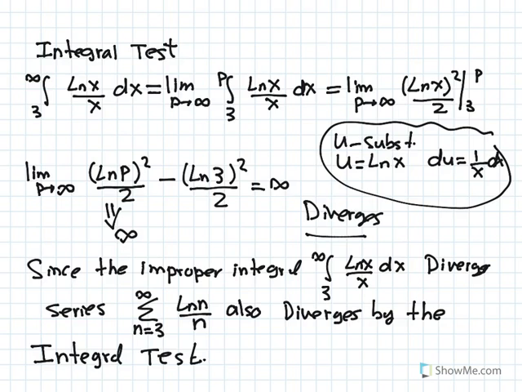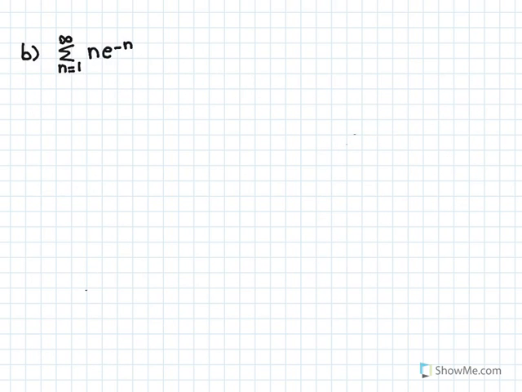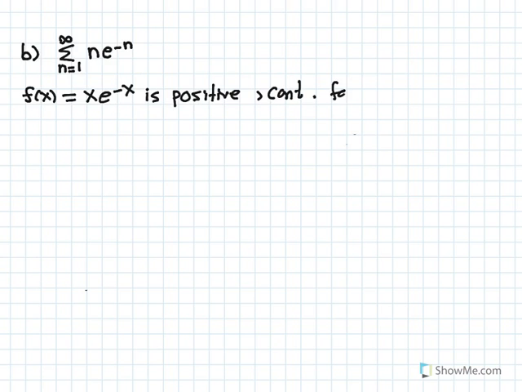All right, let's look at another example. Here we have summation n equals 1 to infinity of n times e to the minus n. The corresponding function is f of x equals x e to the minus x. This function is positive valued, positive y values. It is continuous for all x, in particular it will be positive and continuous for x larger or equal to 1.